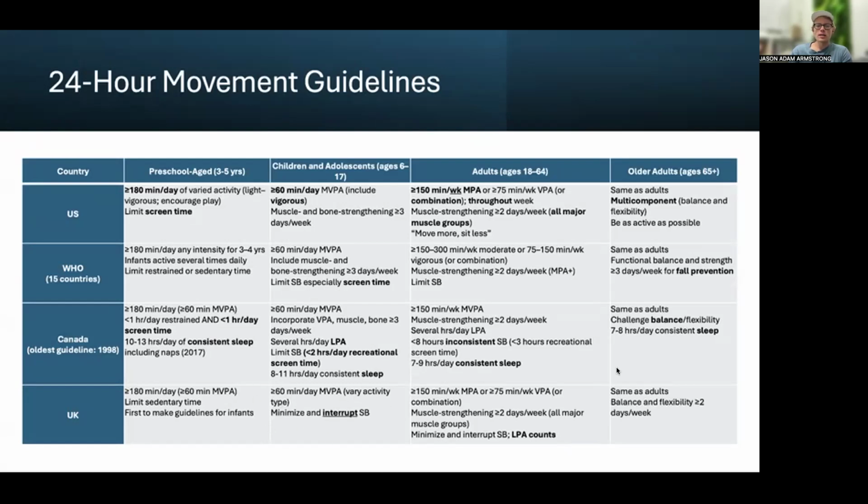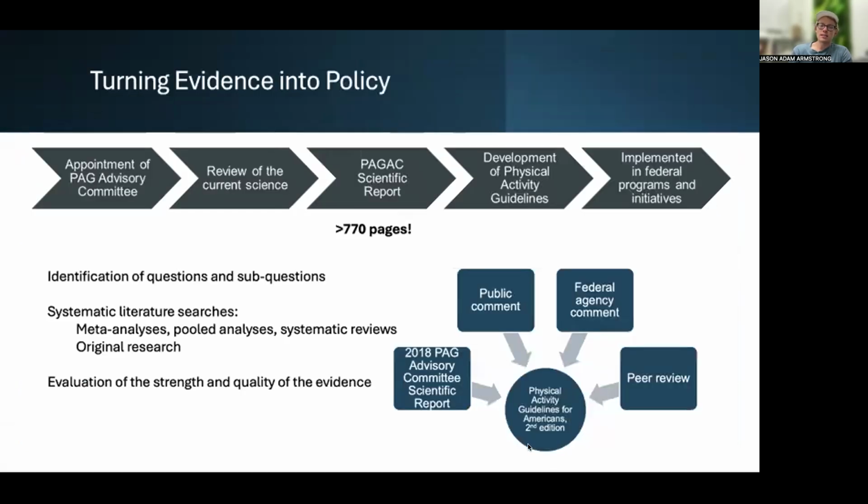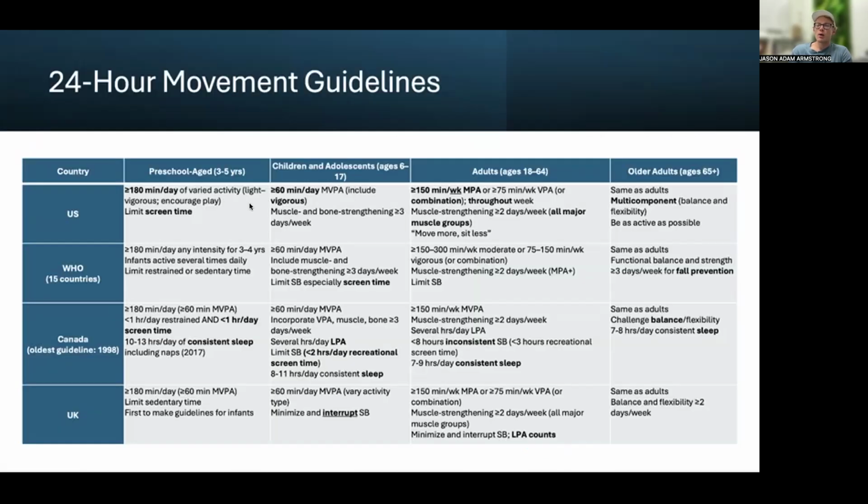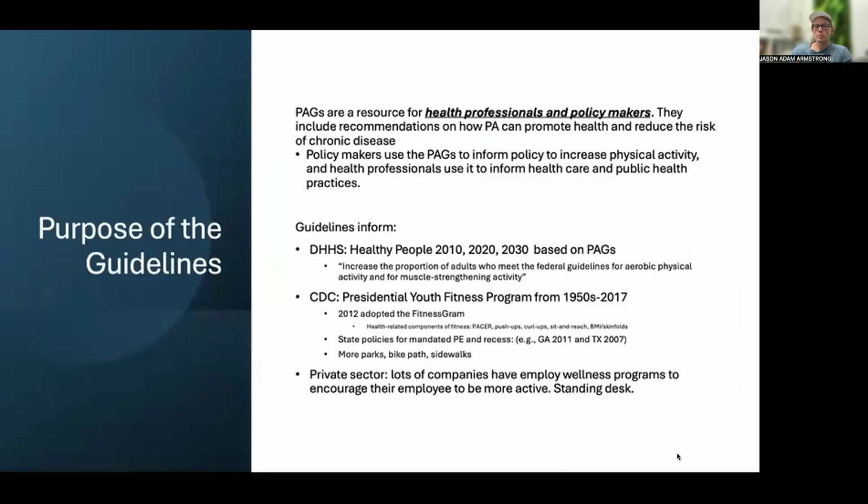Okay, so in any case, this is a very helpful resource when thinking about public health interventions, how they're developed, right? Understanding that, hey, these guidelines, these reports that are 770 pages, make up how we communicate physical activity guidelines to an entire population. So they are pretty important. So the purpose of those guidelines, right, is to be a resource for health professionals and policymakers.